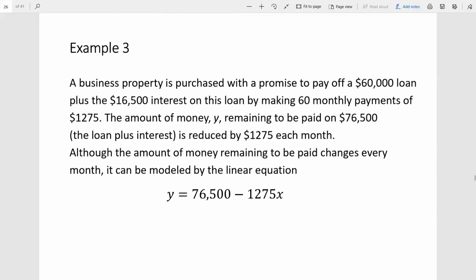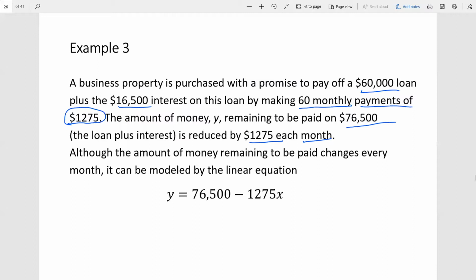Another example, a business property is purchased with a promise to pay off a $60,000 loan plus $16,500 in interest on this loan by making 60 monthly payments of $1,275. The amount of money y remaining to be paid on this loan is reduced $1,275 each month.